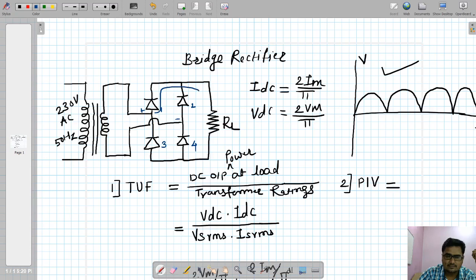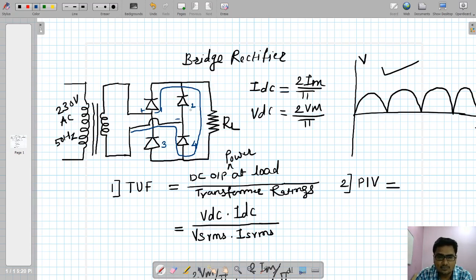Look at this. This is how the current flows. The complete cycle is there. Now in that case, diodes 1 and 4 are in forward bias, then 2 and 3 are in reverse bias. As 2 and 3 are in reverse bias, take any one diode and calculate how much reverse voltage they are holding. Now look at this.